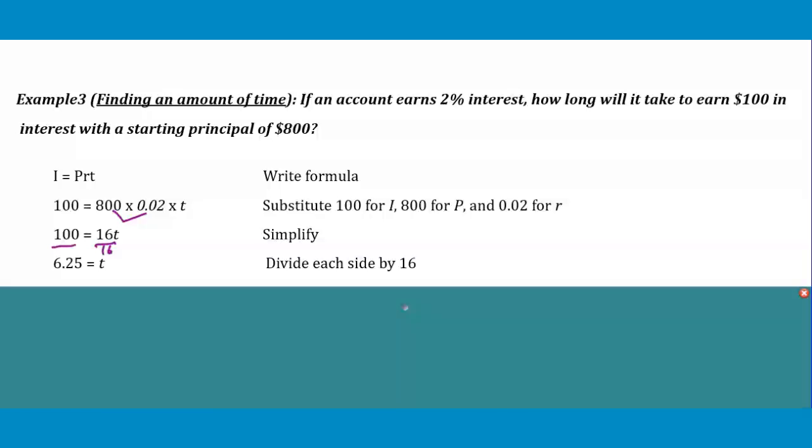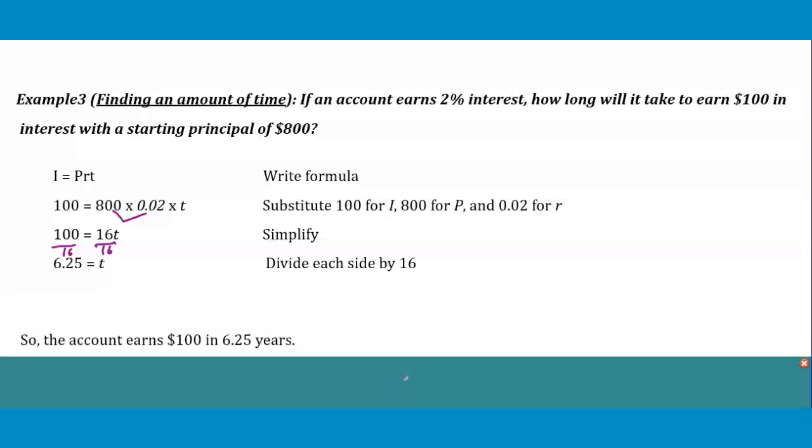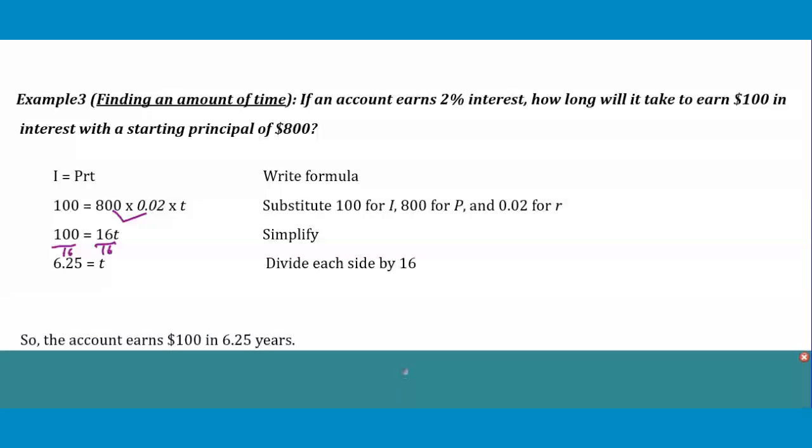But if I take 100 and divide it by 16, which I would do on my calculator, I end up with 6.25. Now remember, we were looking for T, which is time. So that's 6.25 years is how long it would take you to do that. And that's simple interest, all right?